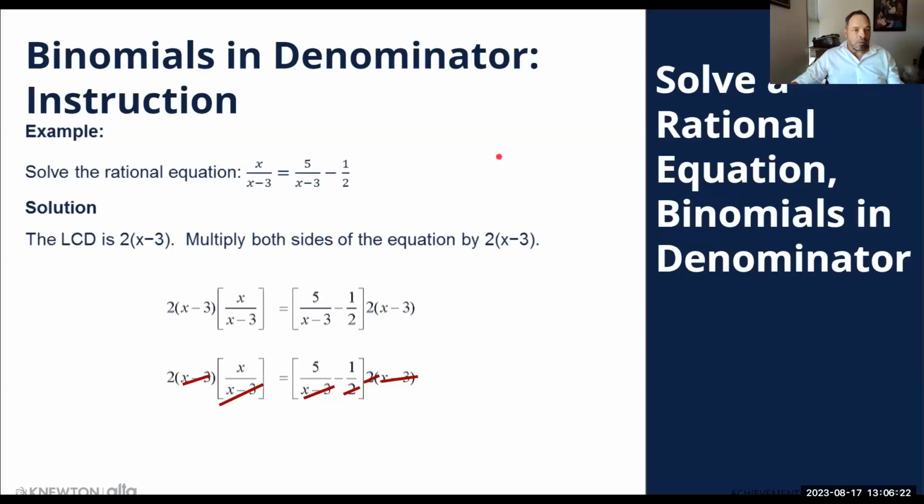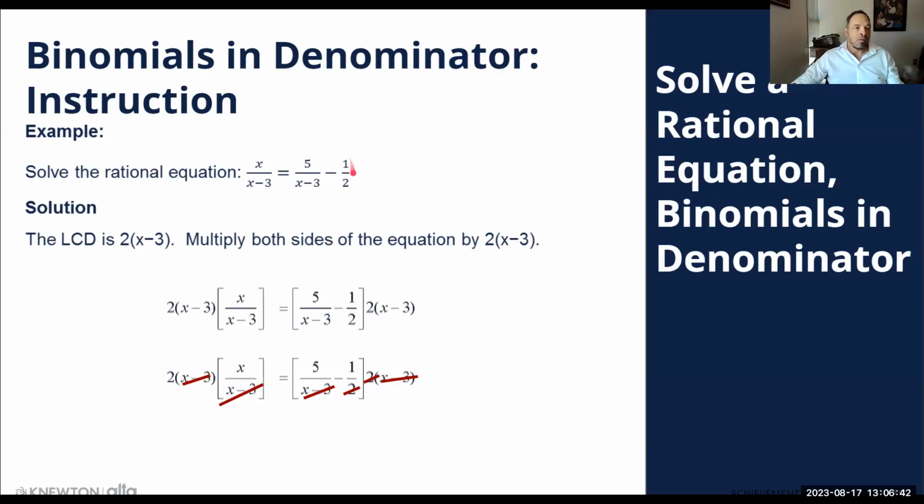Okay, so for the first slideshow or lesson, I would like us to try to solve this equation here, which is x over x minus 3 equals 5 over x minus 3 minus 1 half.